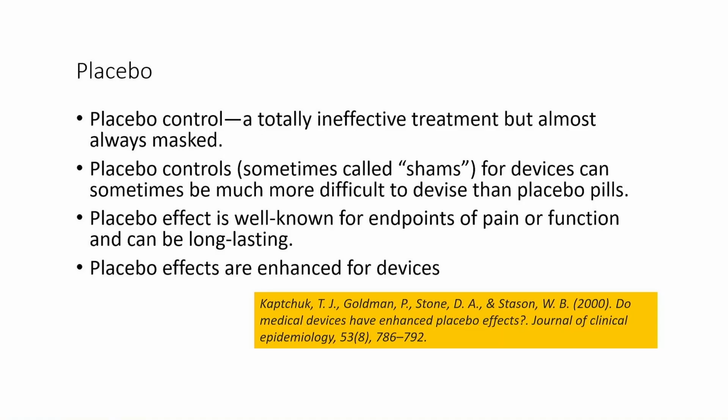From a placebo standpoint, a placebo control is a totally ineffective treatment, but almost always masked for most trials. Placebo controls, sometimes known as shams, for devices can sometimes be much more difficult to devise than placebo pills, right? Placebo effect is well known for endpoints of pain or function and can be long lasting, right? So many a times you may have given some kind of a tissue construct or a medical device, right?